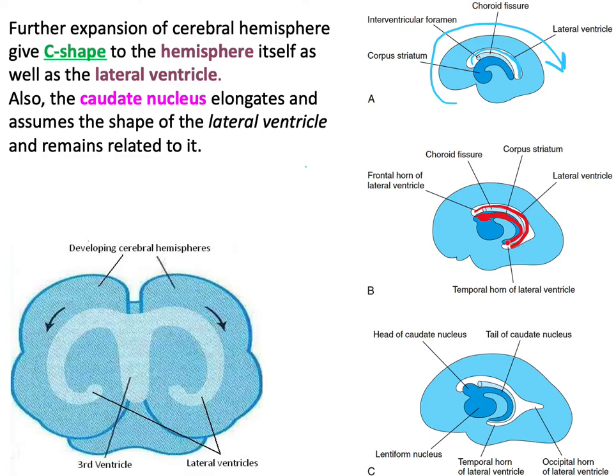Here, the caudate nucleus forms the floor of the lateral ventricle, because this is a lateral ventricle, right? So it forms the floor. Then once it curves, it becomes the roof of the lateral ventricle. So the idea is that the ventricles and caudate nucleus and so forth follow the development of the cerebral hemispheres.